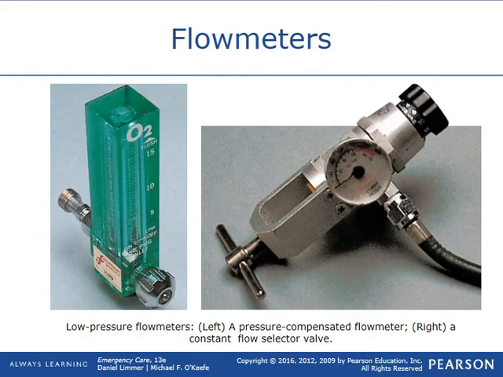There's a couple examples of flow meters. The one on the left is typically what you see on the wall of the ambulance, so you can select the right rate. The one on the right is typically the one that you're going to see on an oxygen tank on a portable delivery system.